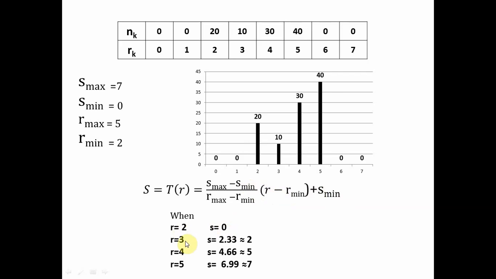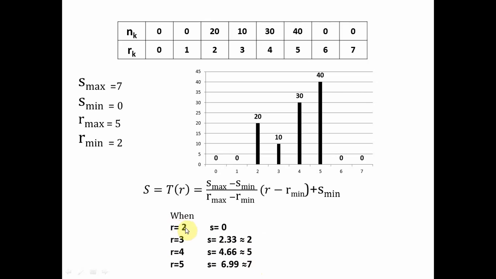Then when r is equal to 3, you will replace the r value with 3. You have s max, s minimum, r max, r minimum, and you calculate the value of s. When r is equal to 3, s is 2.33, which is approximately 2. The approximate value for 2.33 is 2, after rounding down. Similarly, 4.66, rounding up, we round up when the fraction is 0.5 and above, so that is 5. For 5, 6.9 is 7. So you have covered from 0 to L minus 1, that is 7.